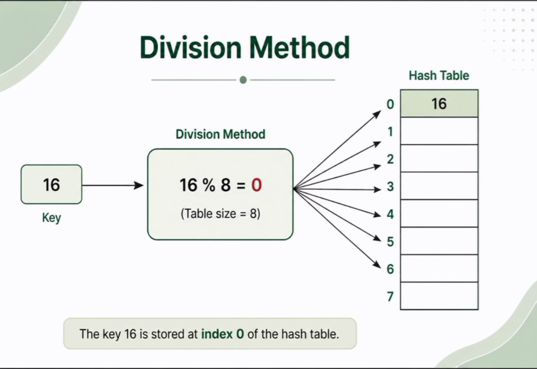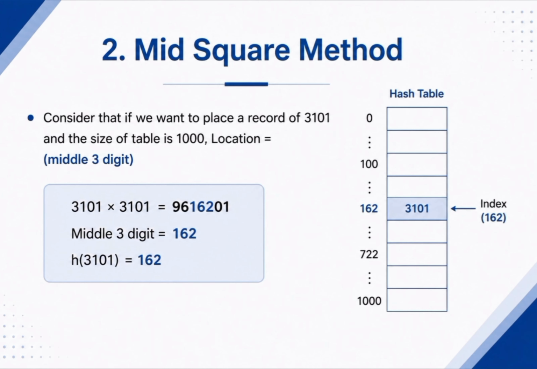Here the key is 16 and the table size is 8. Since 16 divided by 8 leaves a remainder of 0, the key is stored at index 0 in the hash table. The mid-square method works differently. Instead of directly dividing the key, we first square the key. After squaring it, we take the middle digits of the result and those digits become the hash value or index.